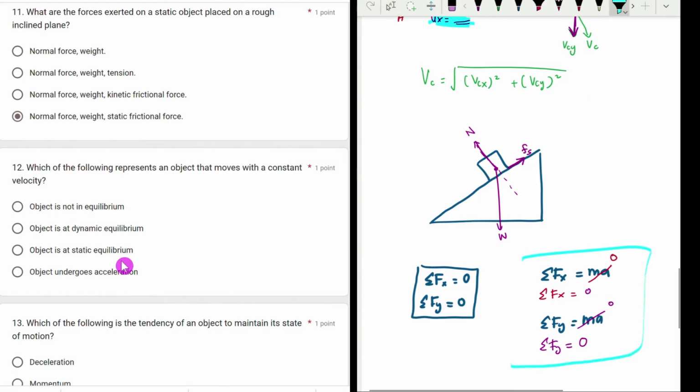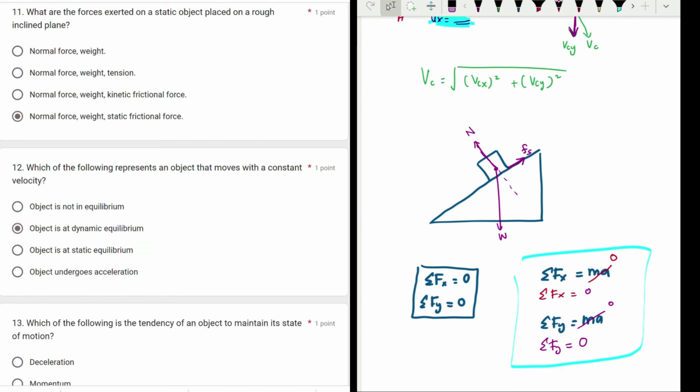Ini objeknya yang dalam kotak warna biru, objek dia bergerak. The object is moving, okay, in dynamic equilibrium. Means that moving with constant velocity. Yang ini dia langsung tidak bergerak. Object is in static equilibrium. Okay, so the answer is B.